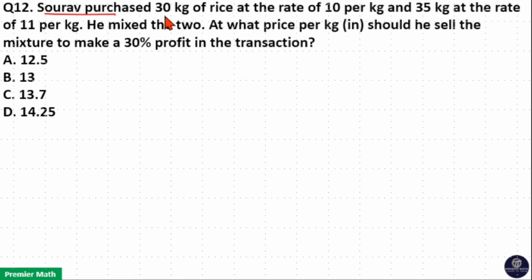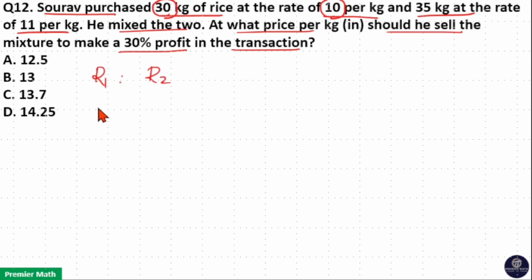Saurav purchased 30 kg of rice at the rate of 10 per kilogram and 35 kg at the rate of 11 per kilogram. He mixed the two. At what price per kilogram should he sell the mixture to make a 30% profit in the transaction? So here there are two varieties of rice. One is 30 kg at the rate of 10 per kilogram, and the other is 35 kg at the rate of 11 per kilogram.